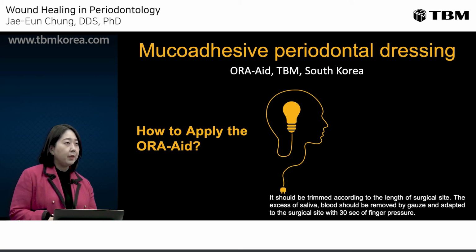Then, how do we apply this mucoadhesive periodontal dressing? First, we trim the dressing according to the size of the wound. Second, remove the excessive saliva and blood with gauze. Last, adapt the dressing to the wound and press it for about 10 to 30 seconds. It's so simple.